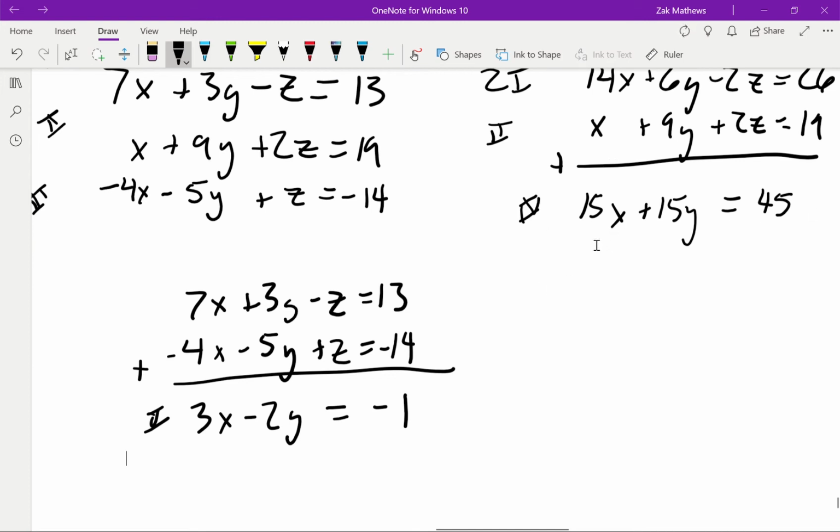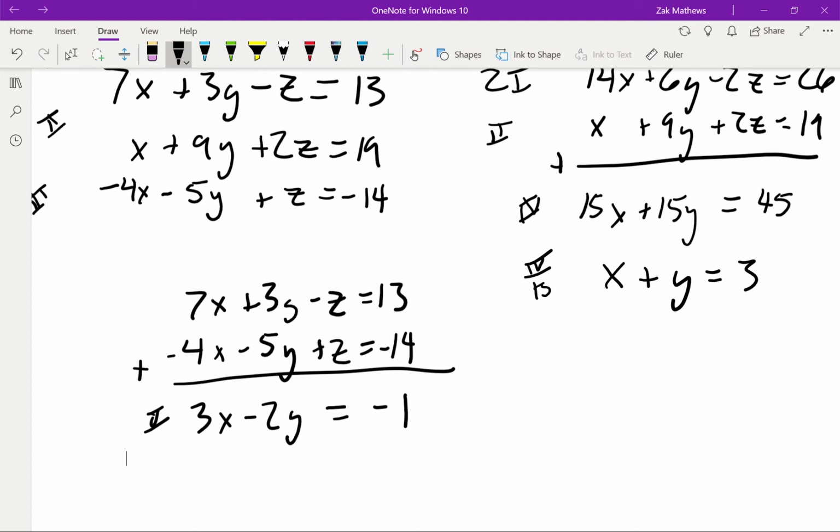Also notice that 3 does go into 15 5 times. But I think it's going to be a little bit easier just to make these numbers smaller. So I'm going to divide everything by 15. So I'd have x plus y equals 3. So I've just created a new equation. I took this fourth equation and divided it by 15 just to make the numbers a little bit smaller. And so that makes it a little bit easier to cancel these equations out.